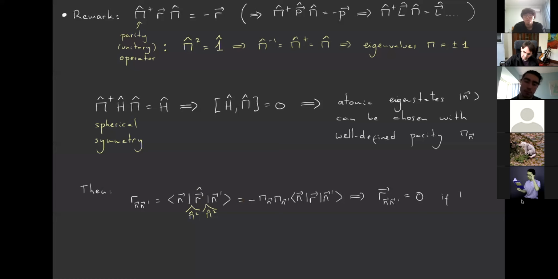So if the parity of the two eigenstates is the same, they cannot be connected, okay, by the relative coordinate operator. So R cannot connect states with a same parity.